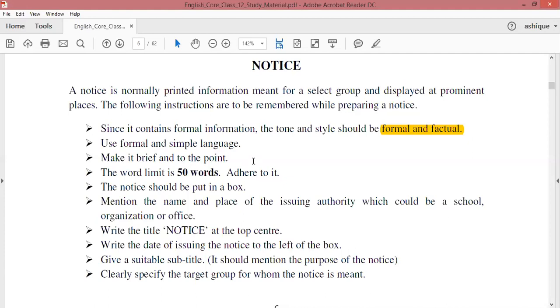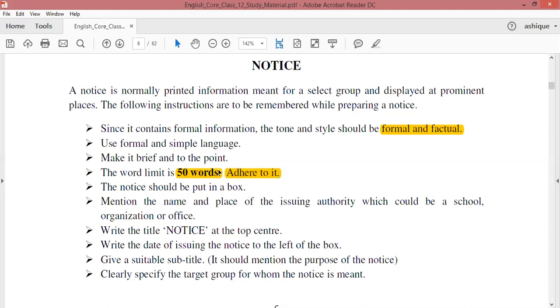Make it brief and to the point. It must not be like an essay or narrative. It should be very brief, very short, to the point. That is why it is word limited: 50 words. Within 50 words you must complete your notice and adhere to its points. You must not exceed the word limit.